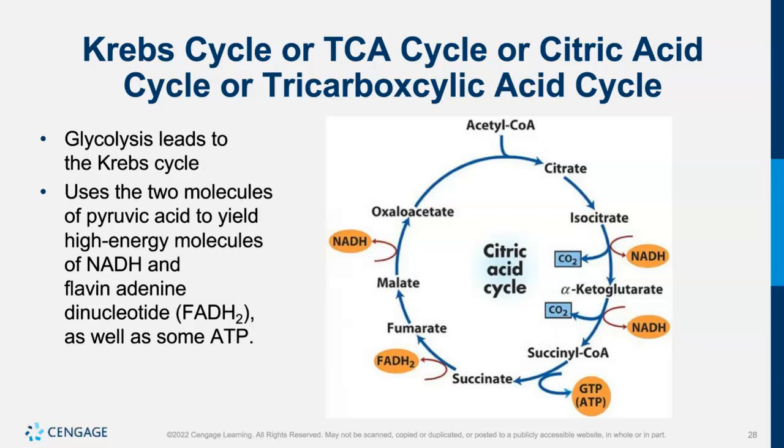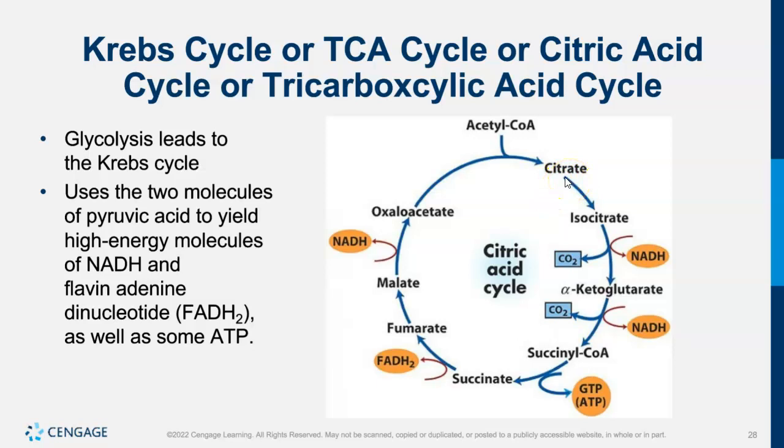It's a cycle, so it starts and it ends kind of in the same place. We're going to use those acetyl-CoAs that we just created to start the process. What I want you to know here is that this oxaloacetate is a 4-carbon molecule. Acetyl-CoA is a 2-carbon molecule. When we put acetyl-CoA into the TCA cycle, it combines with this oxaloacetate and creates citrate.